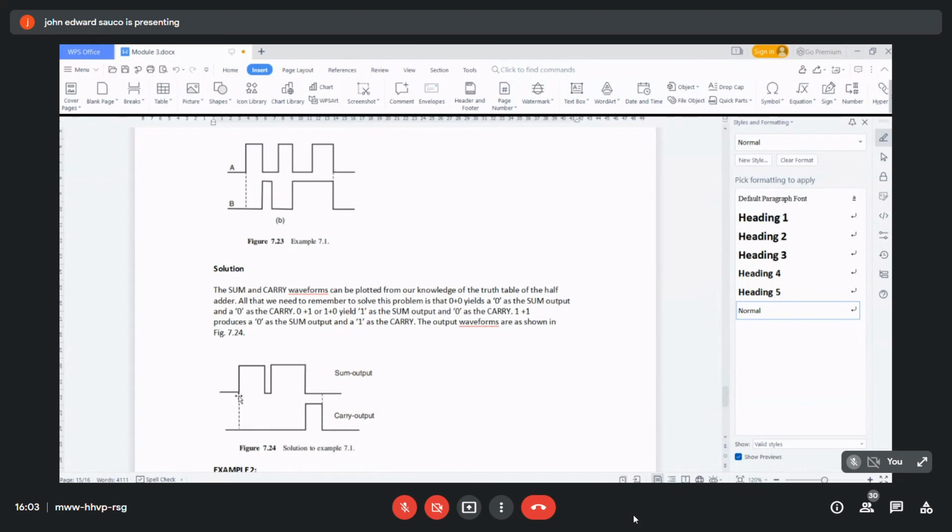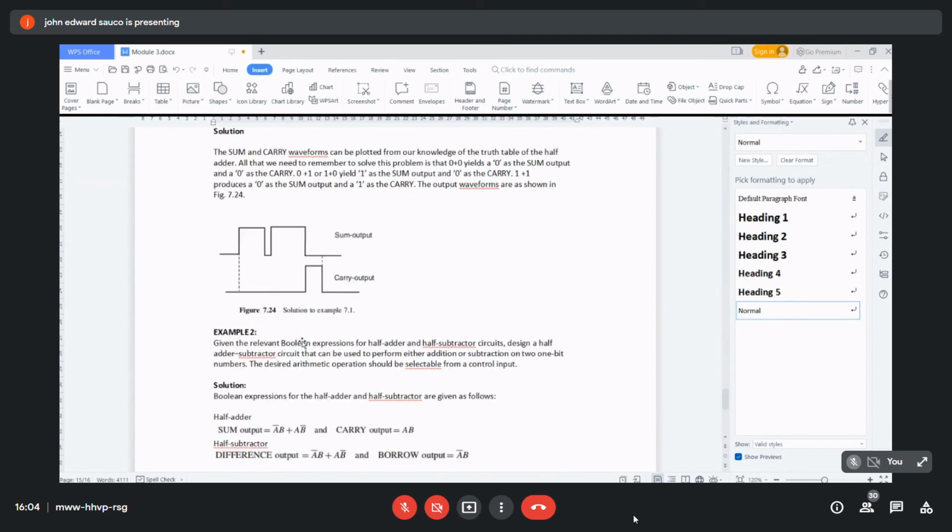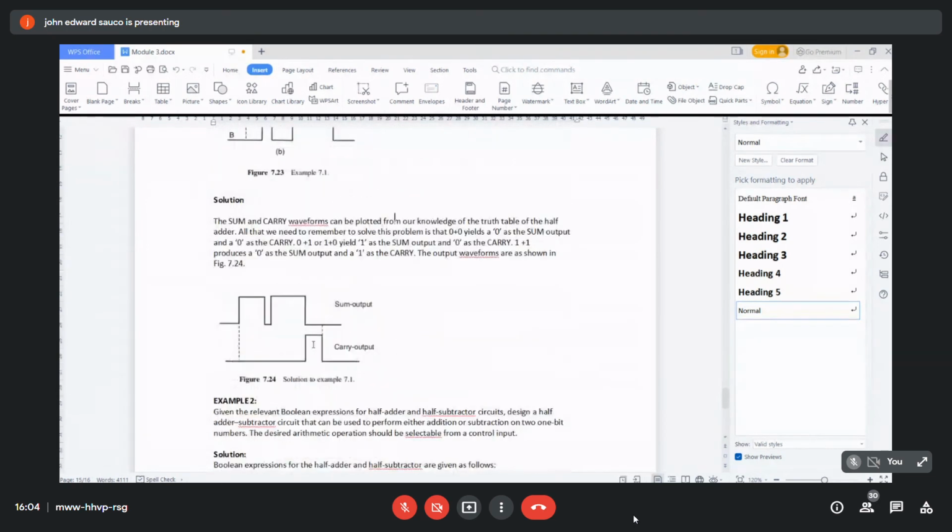So, nangyari na yan is yung sum output is kung 1 and 0, syempre 1. So, yun, sum. 0 daw yung carry. So, 0. Yan. So, yung 1 and 0 ulit, edi 1 ulit yung sum, and then 0. And then yung 1, ayan, 0, and then so on and so forth. It is 1, and then 0. 1, 0. Okay? So, ito, sinabi lang dito yung nasa table na half adder.